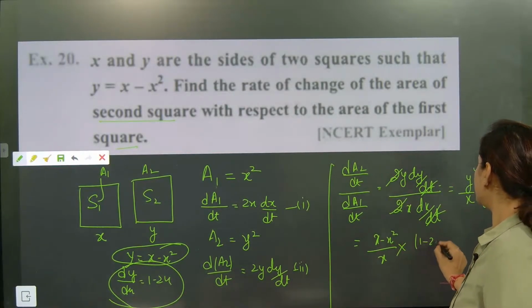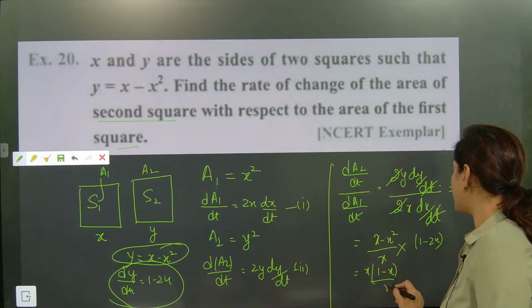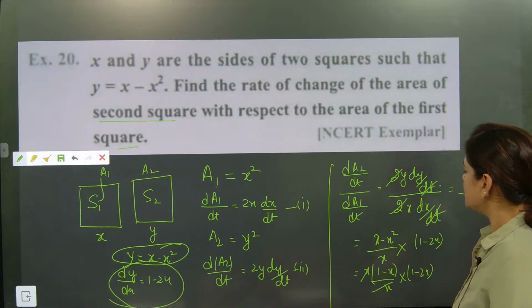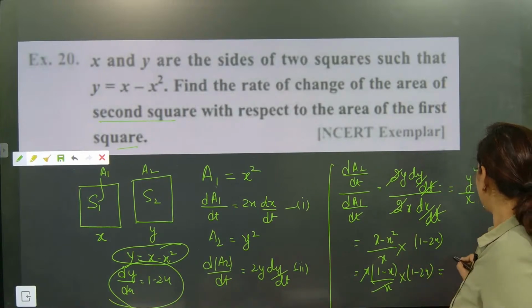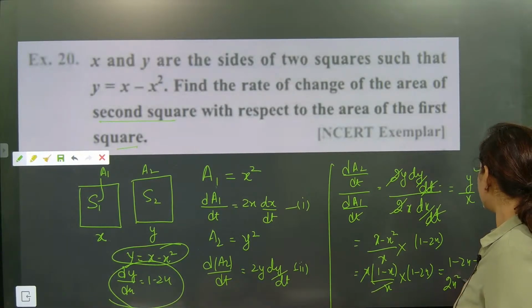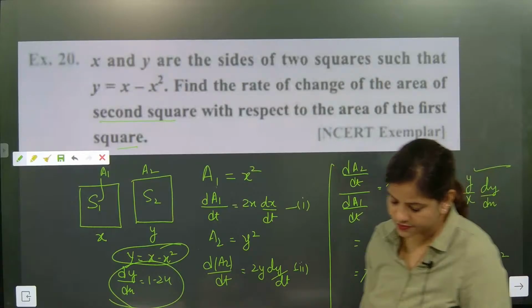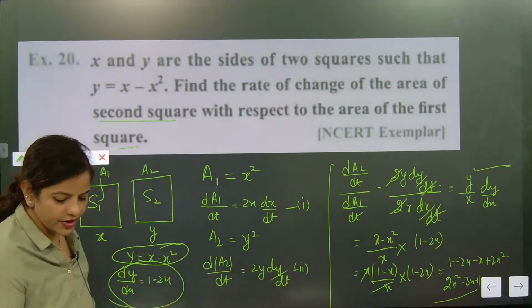So 1 minus 2x. If I take x common, it is 1 minus x by x into 1 minus 2x, so this and this will get cancelled. The change in area is coming as, we have to multiply, minus 2x minus x plus 2x square. So it is coming as 2x square minus 3x plus 1. 2x squared minus 3x plus 1. That's the final answer.